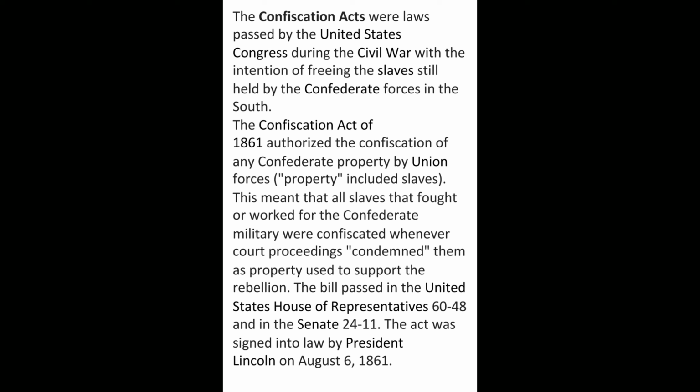The bill passed in the United States House of Representatives 60 to 48 and in the Senate 24 to 11. The act was signed into law by President Lincoln on August the 6th, 1861.